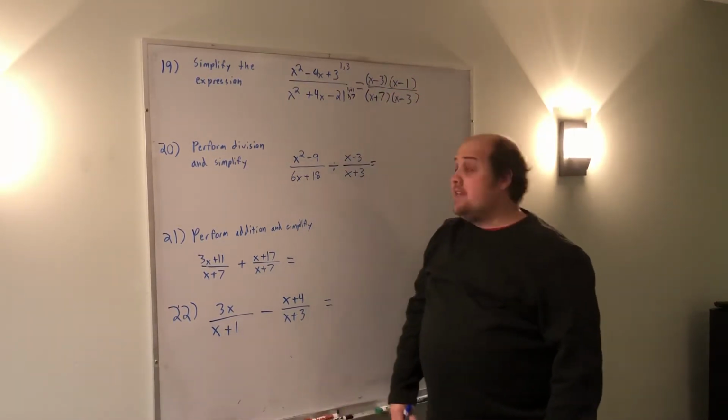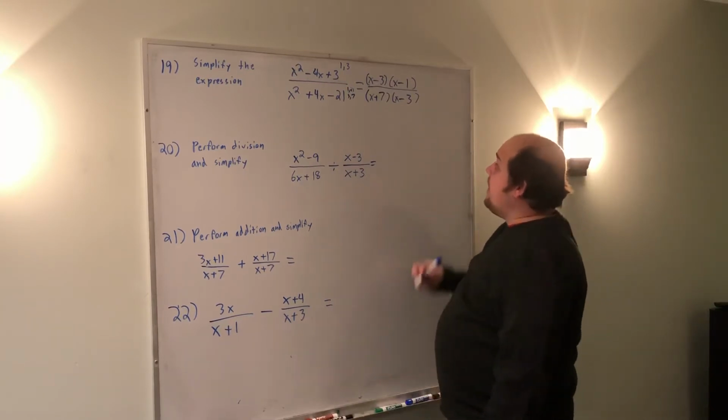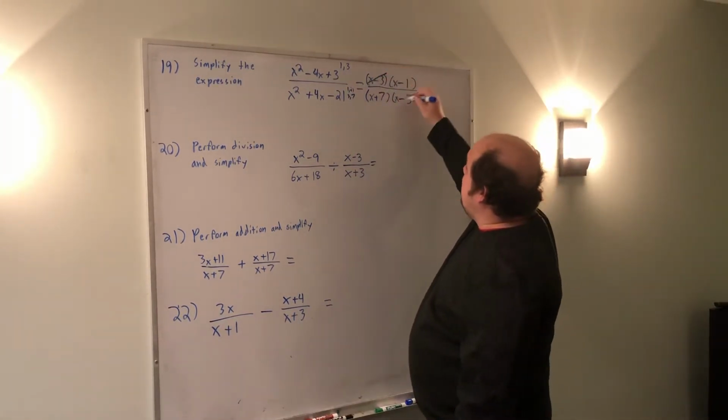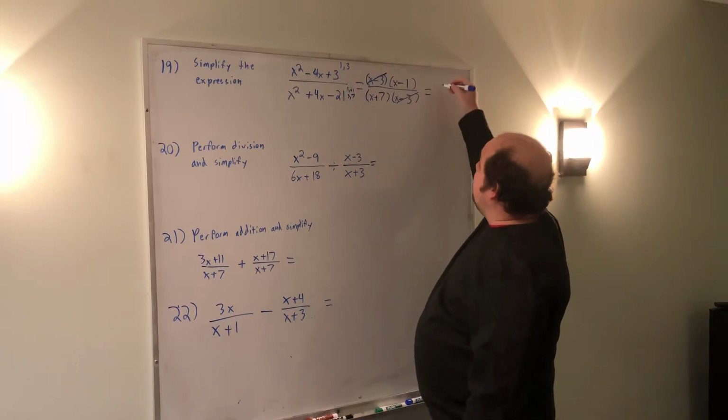Now that I see it completely factored, I do see a repeated factor, specifically this x minus 3. Once I cancel it, my final answer becomes x minus 1 over x plus 7.